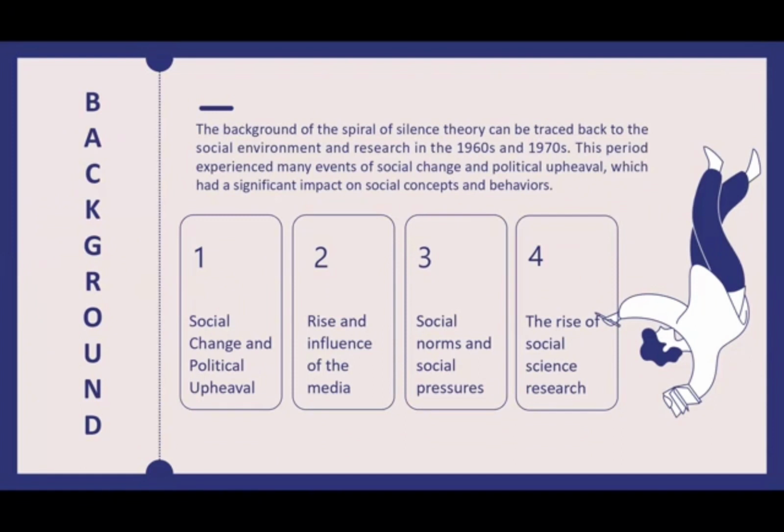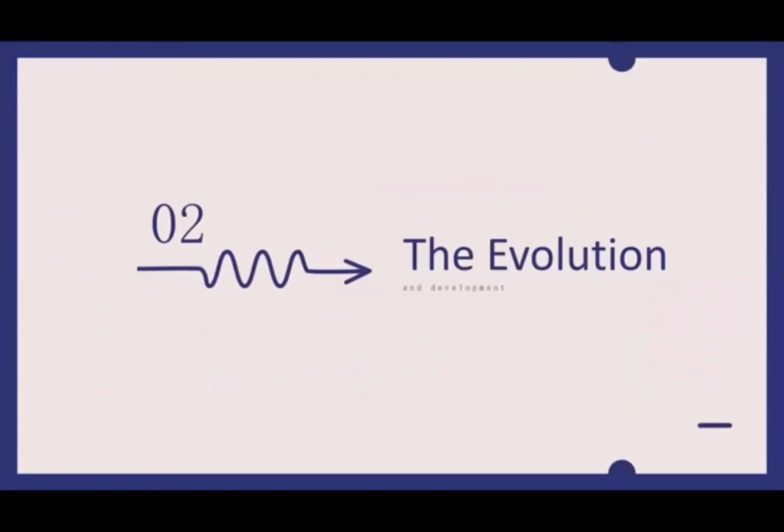The background of the spiral of silence theory can be traced back to the social environment and research of the 1960s and 1970s. This period experienced many events of social change and political upheaval, which had a significant impact on social concepts and behaviors. There are 4 parts about the background. The first is social change and political upheaval. The second is the rise of the influence of the media. The third is social norms and social pressures. The fourth is the rise of social science research.